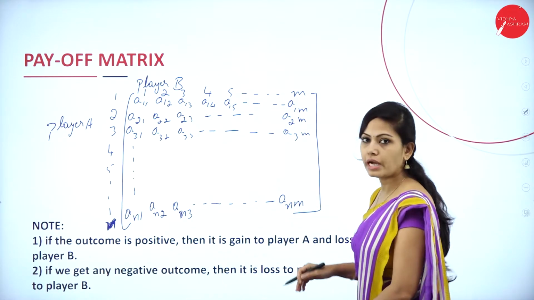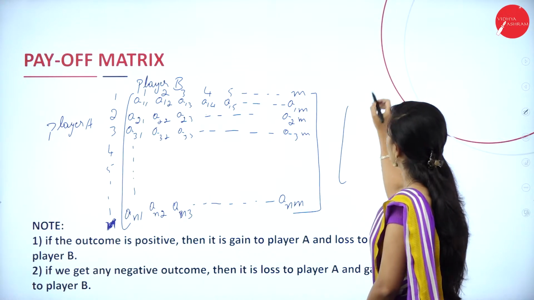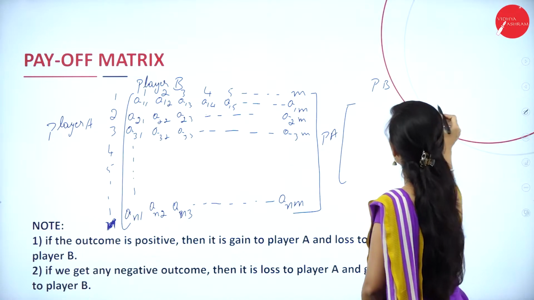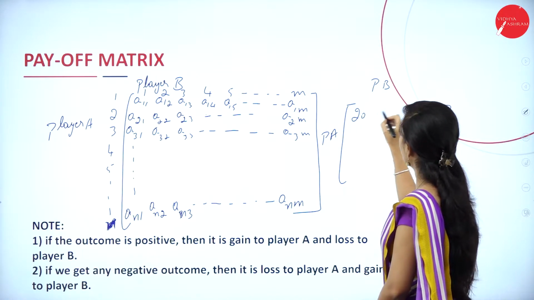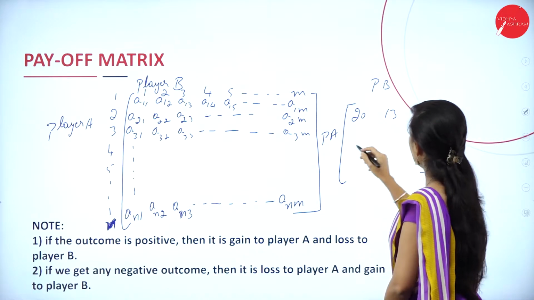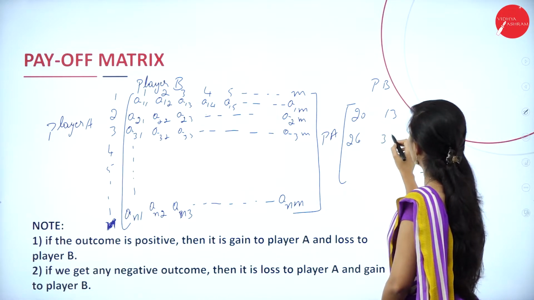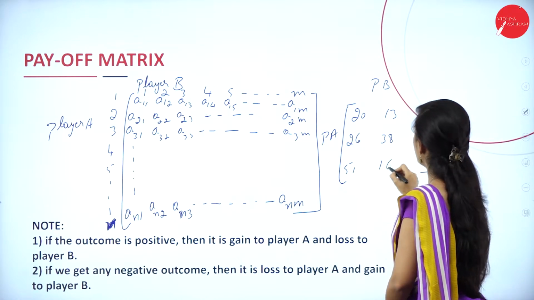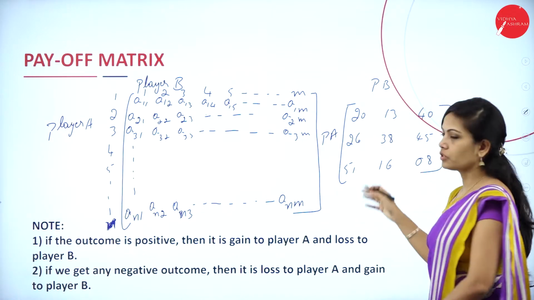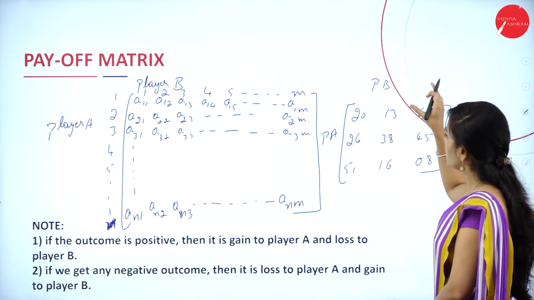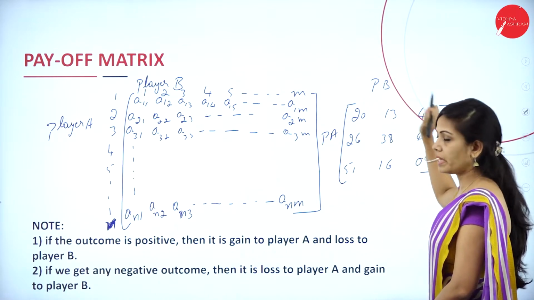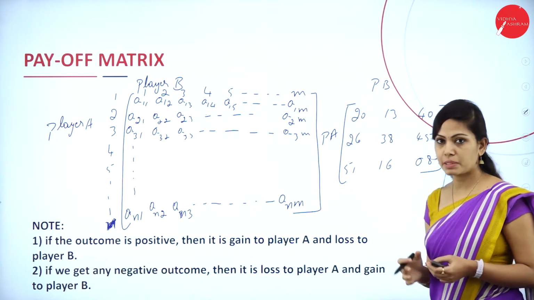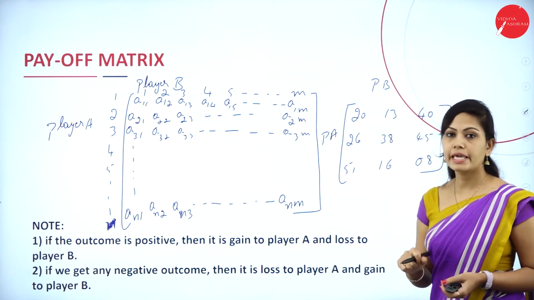So, I will give one more example. Player B and player A. Here I will give 20, 13, 40, 26, 38 and 45, 50, 16 and 08. So, this is called as matrix representation. This is player A and this is player B. By using this matrix representation, we are finding the game theory problem.